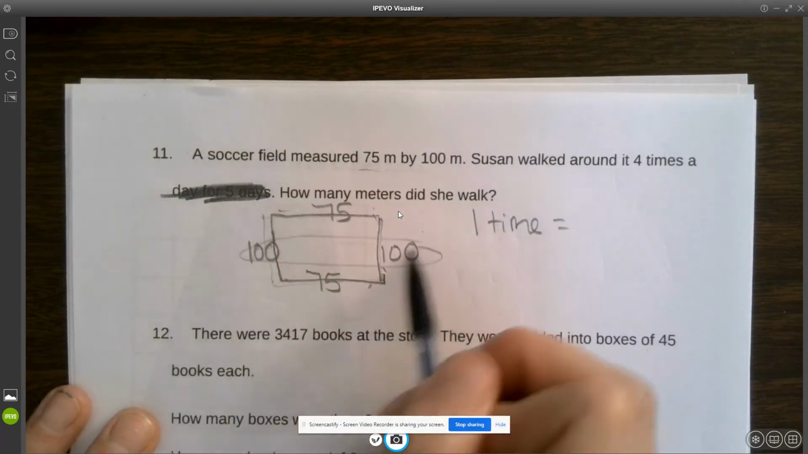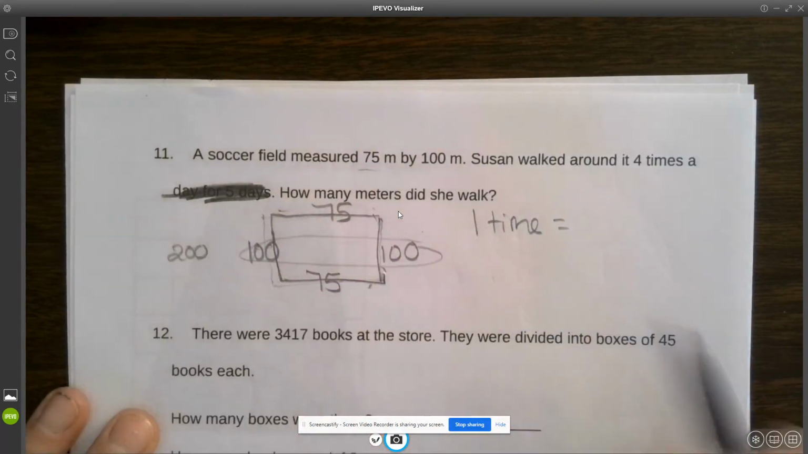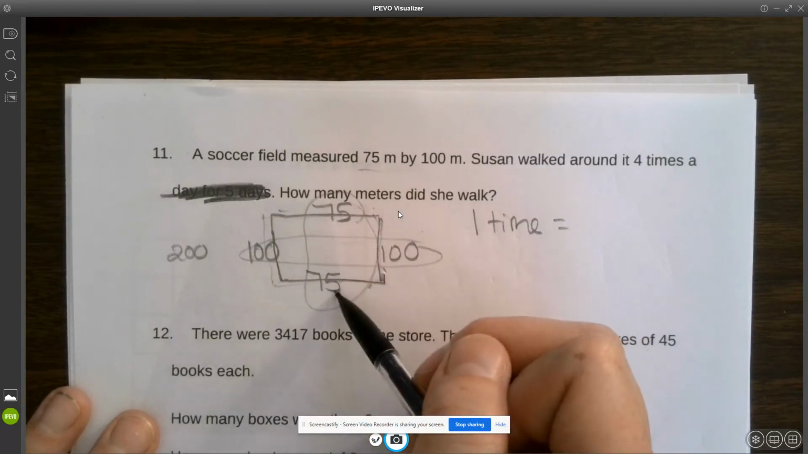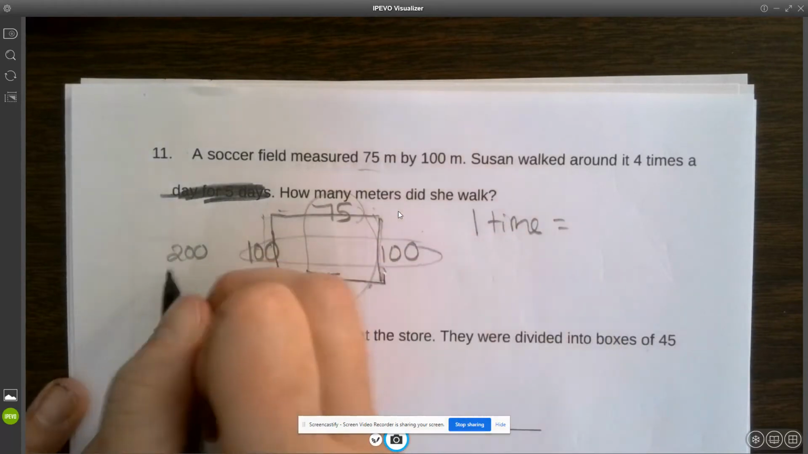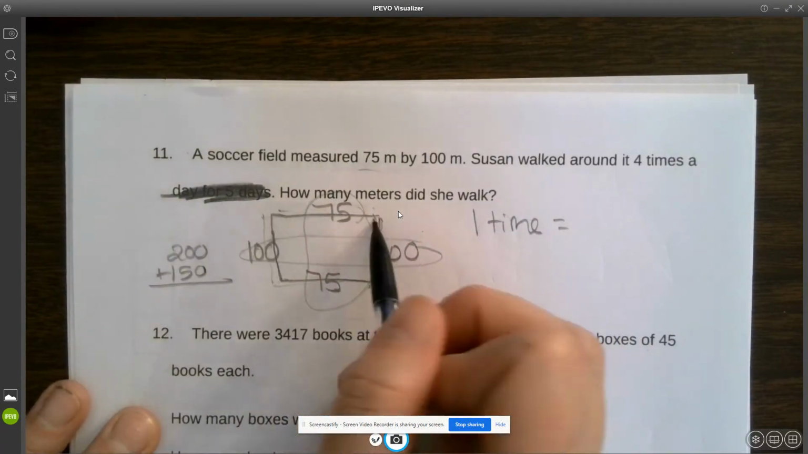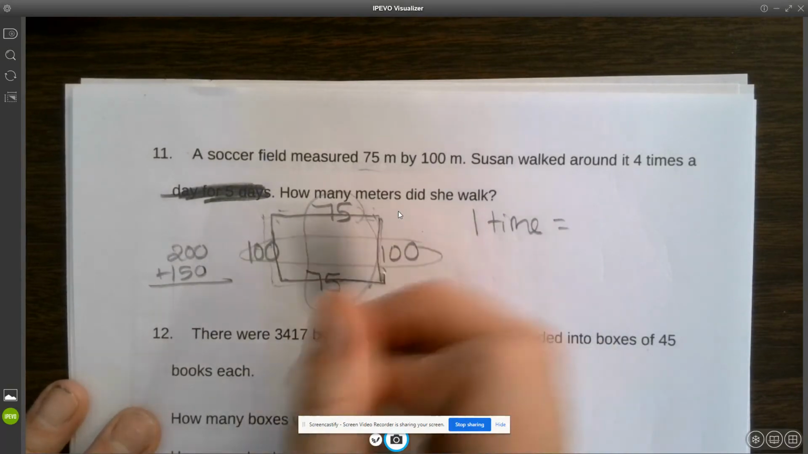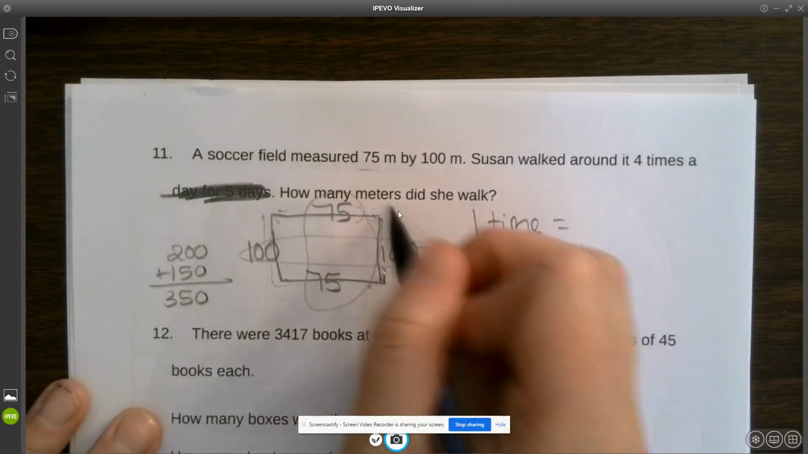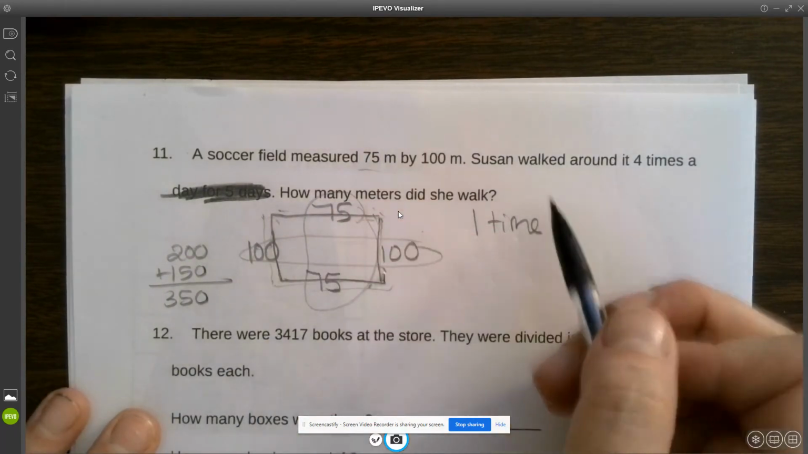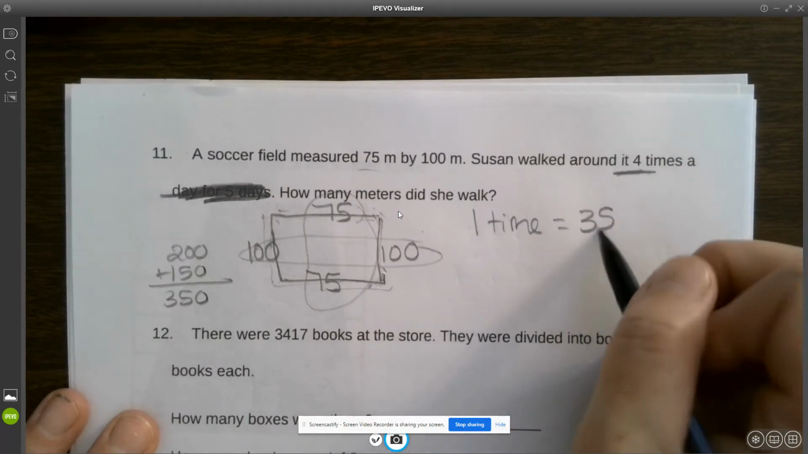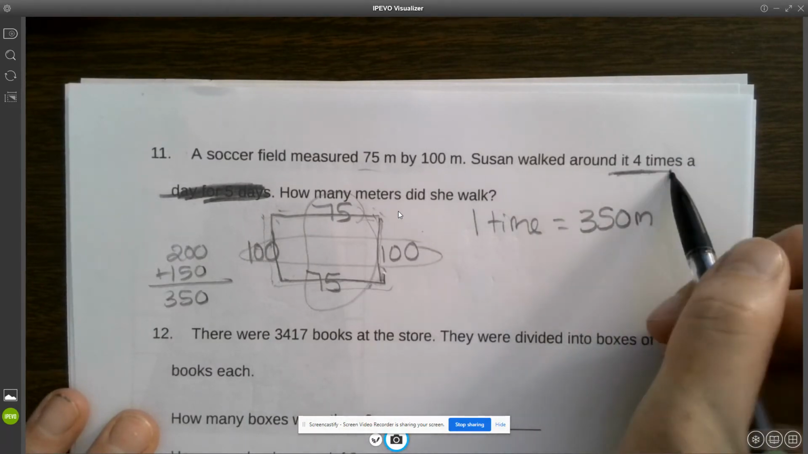So we have to figure out how much just one time around is. Well, 100 plus 100 is 200. And then 75, I always think money. So 75 cents plus 75 cents would be $1.50, right? So what's 150? Add those together. If she walks around just one time, you're adding all this up, she would be 350 meters. The perimeter is 350. But she didn't walk around just one time. She walked around 4 times.